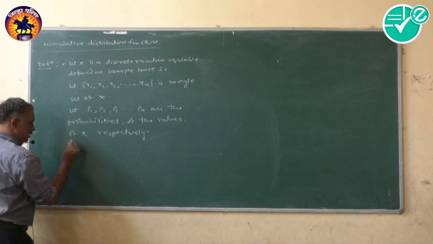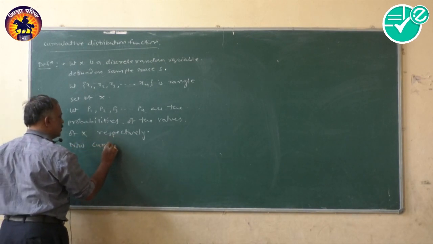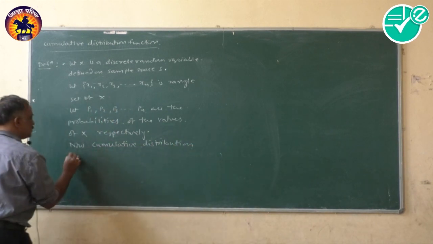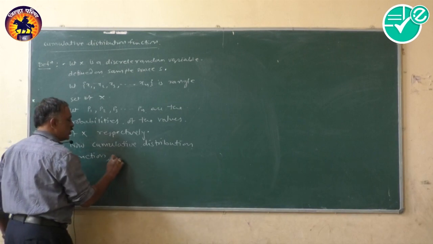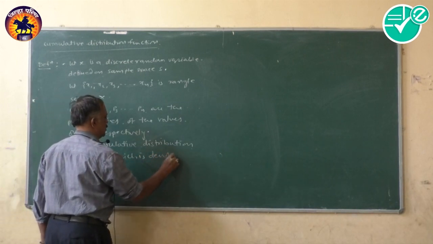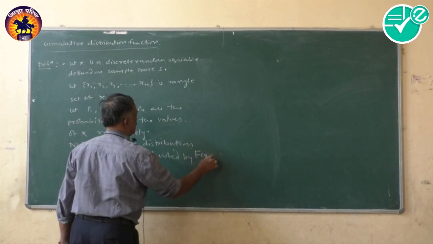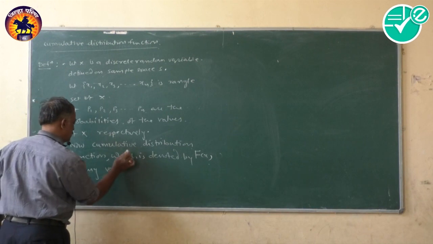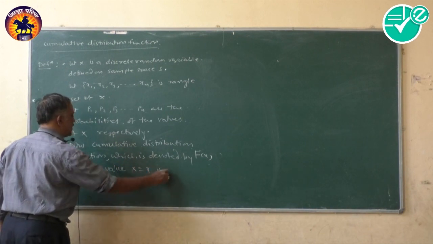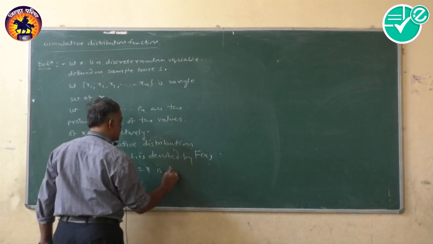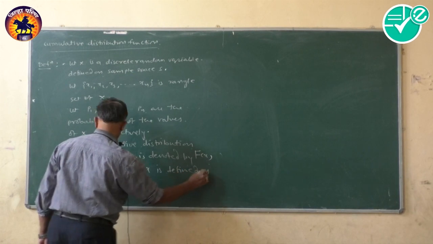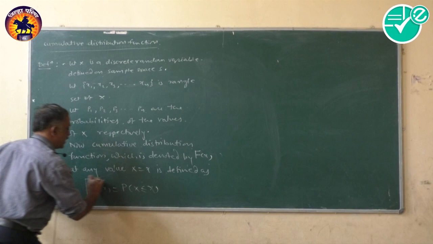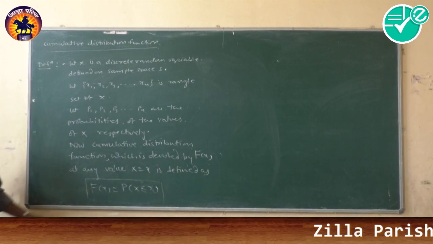By considering all these things, now the cumulative distribution function, which is denoted by capital F of X, at any value capital X is equal to small x, is defined as: capital F of X is exactly equal to the probability that X is less than or equal to small x. This should be your definition.